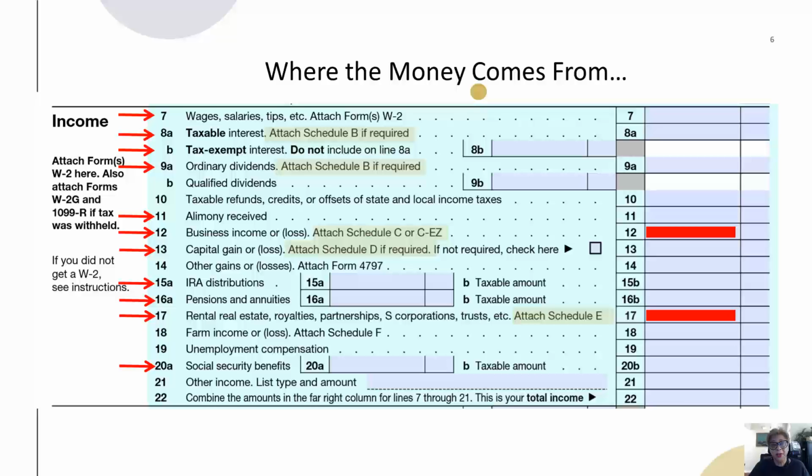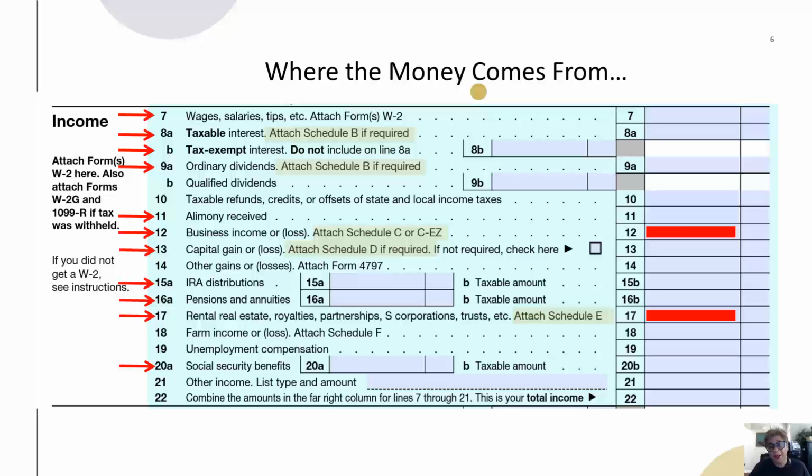If you look at the form, you can see that line 8B does not carry over into the final column. So that is an indication that this is not taxable income at the federal level. Ordinary dividends, same thing. They have some type of stock, something that's kicking off some dividends. And alimony received. For any divorces that were final before this year, alimony received is taxable income that can be used for IRAs and things like that.